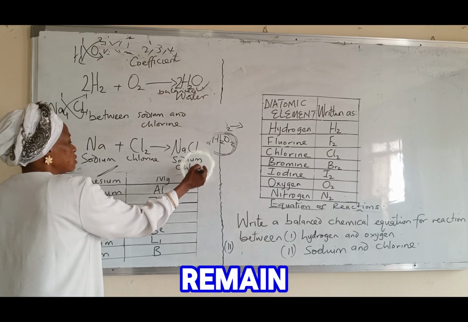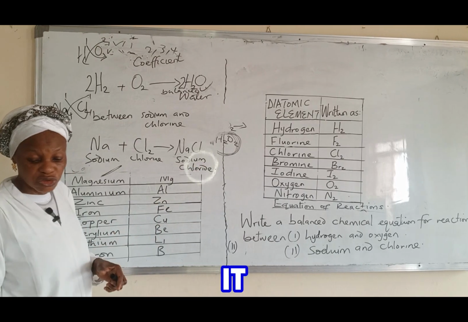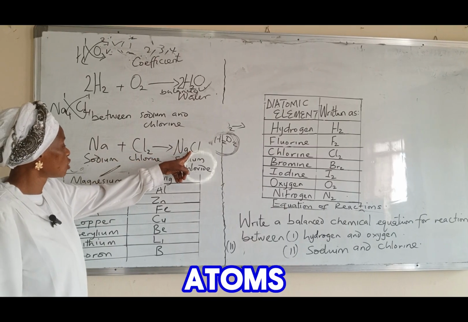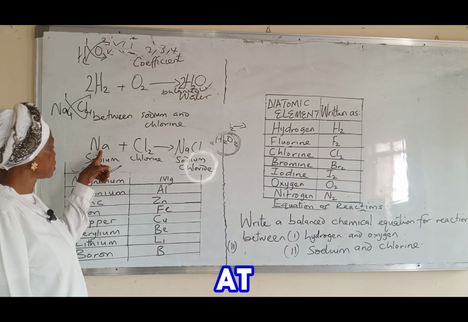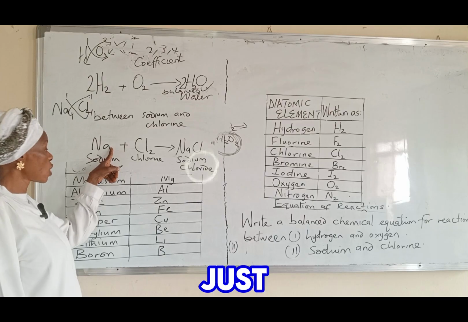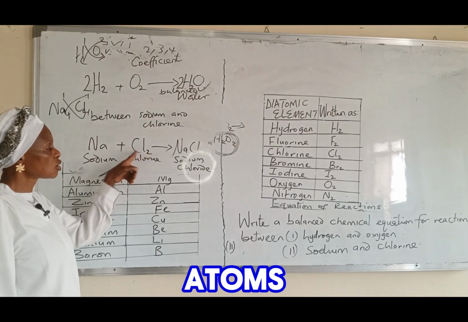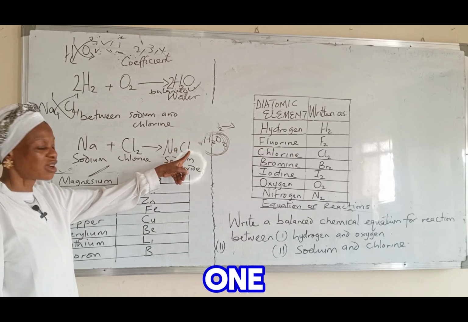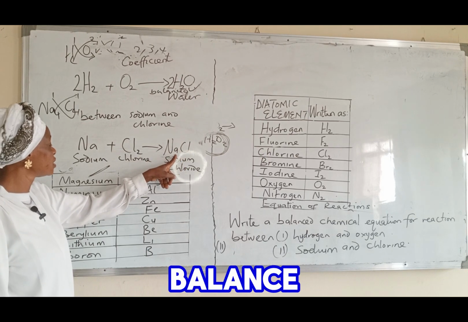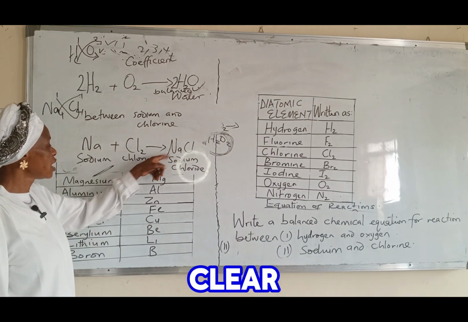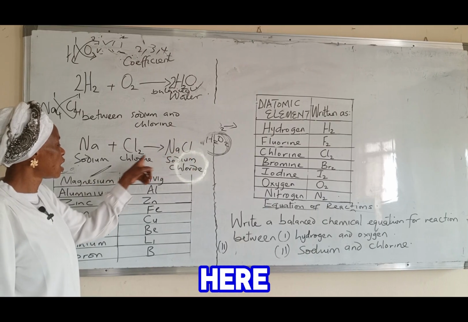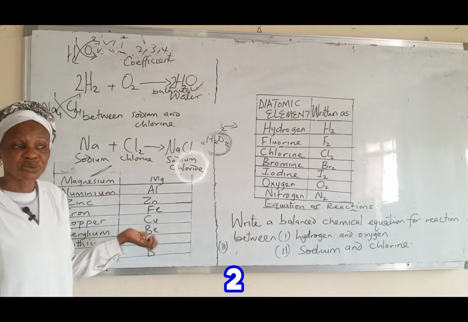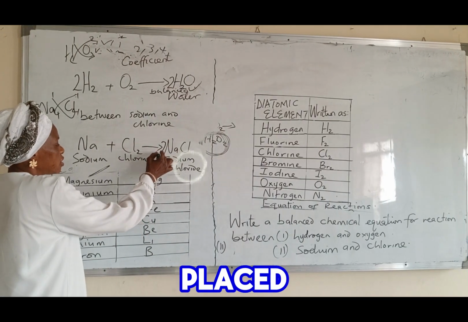Now it remains balancing of the number of atoms. So look at it. You will agree with me. This is just 1 sodium. We have 2 atoms of chlorine. We have 1 atom of sodium, another 1 atom of chlorine. So we need to balance it. This is clear, but chlorine is 1 here, and this is 2. So automatically my coefficient will be what? 2 here, to be placed here.